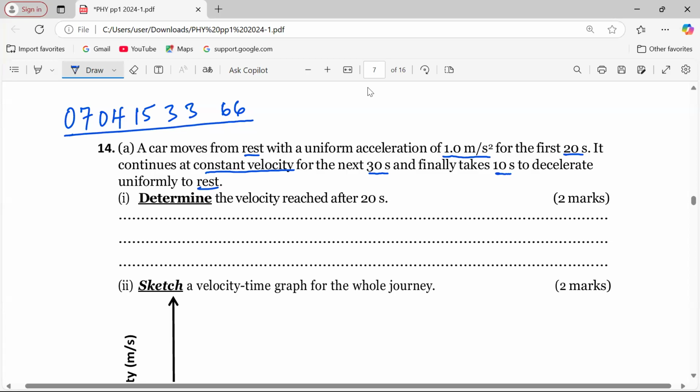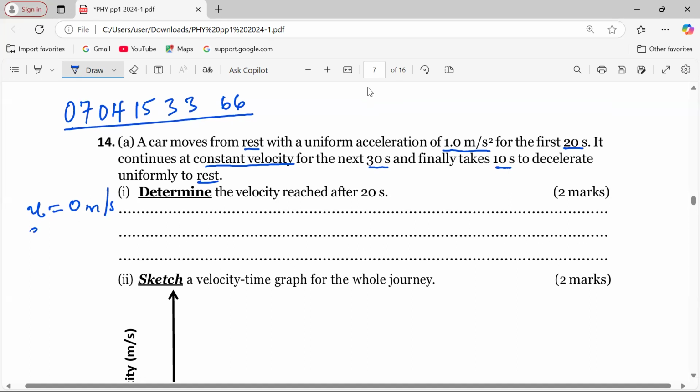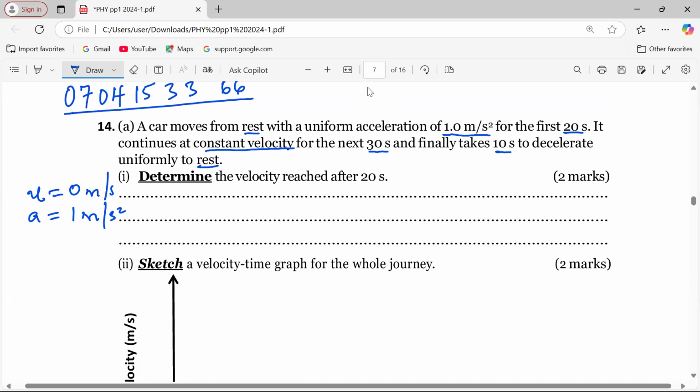Determine the velocity reached after 20 seconds. So look at this. Initially, this car is starting from rest. That means our small letter u equals 0 meters per second. Then we have an acceleration, which is constant. This is 1 meter per second squared. The acceleration is happening for 20 seconds. What about the final velocity attained?